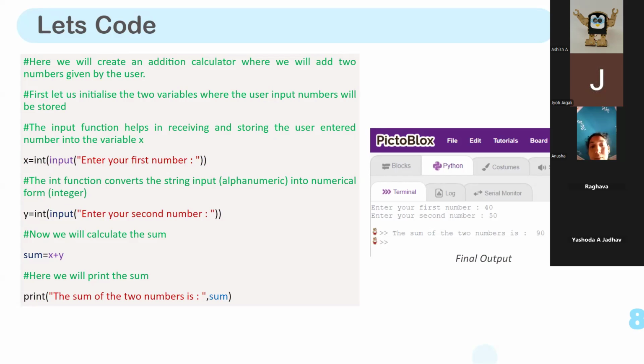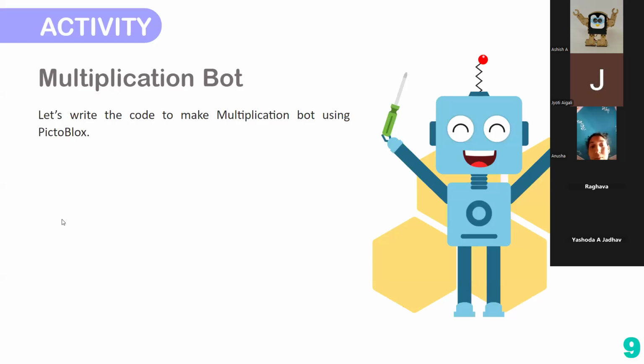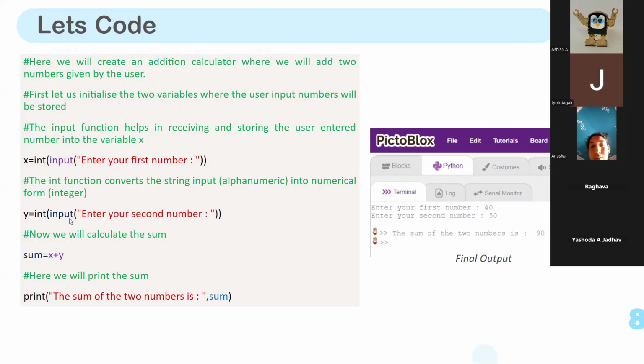Once this is done, it will show as you can see here: Enter your first number, colon, and then whatever number we type, for example 40. The int function converts the string input, alphanumerical, into numerical form, integer. y is equal to int input, enter your second number, colon, brackets. So now we will be able to calculate the sum. sum is equal to x plus y.